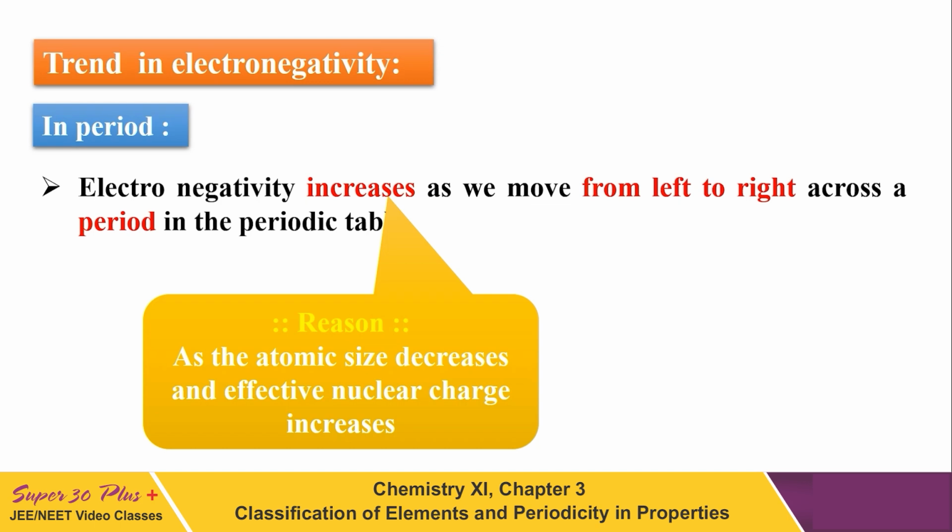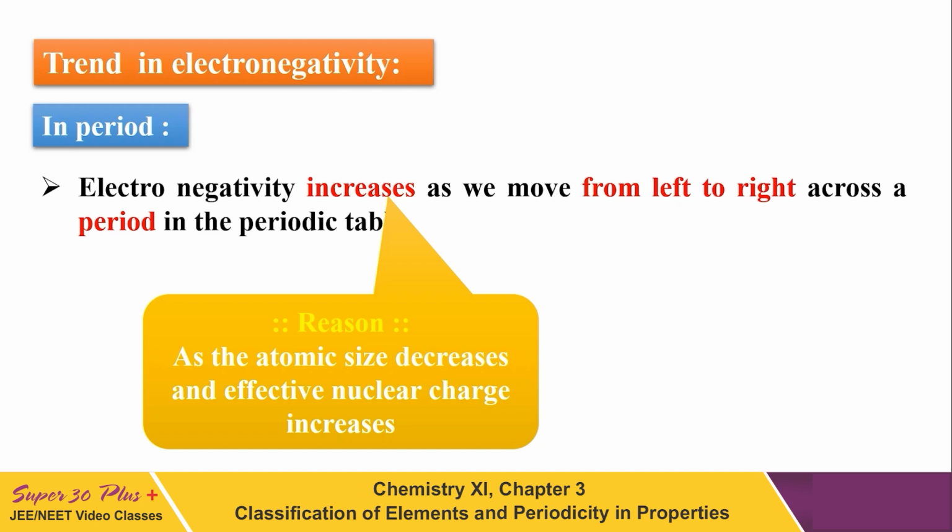Now another trend in electronegativity is in the period. Before going through this, first we should think what happens when we go left to right in a period. What happens first when we go left to right in a period? Size decreases. And what about the effective nuclear charge? Of course it increases.